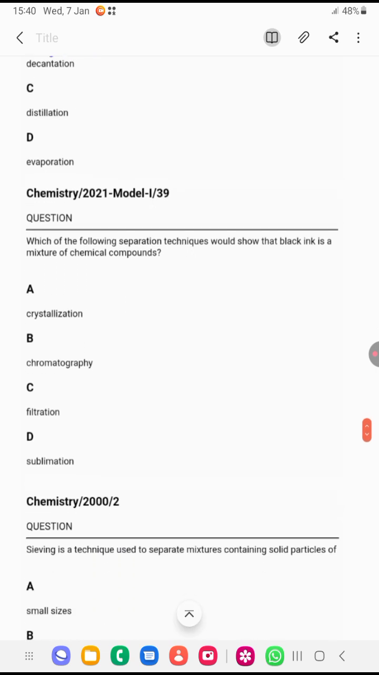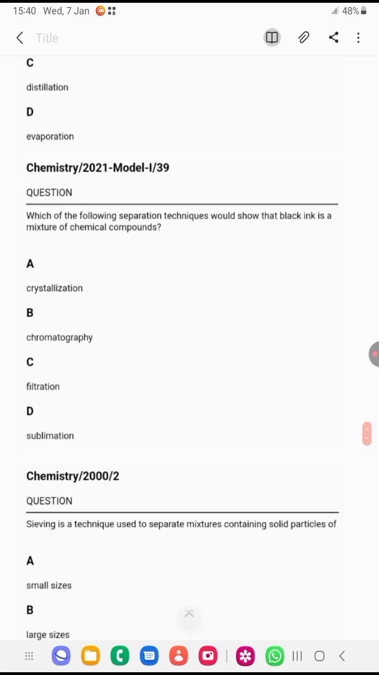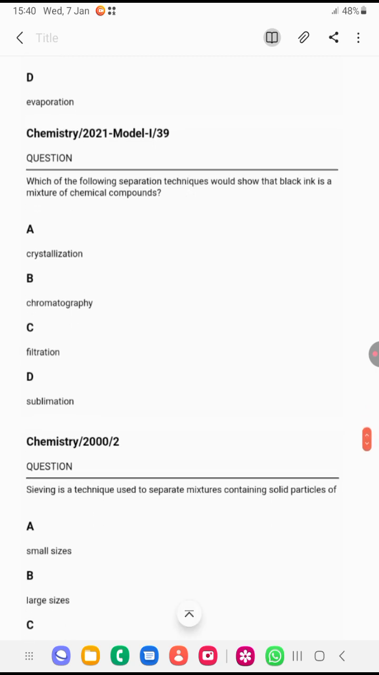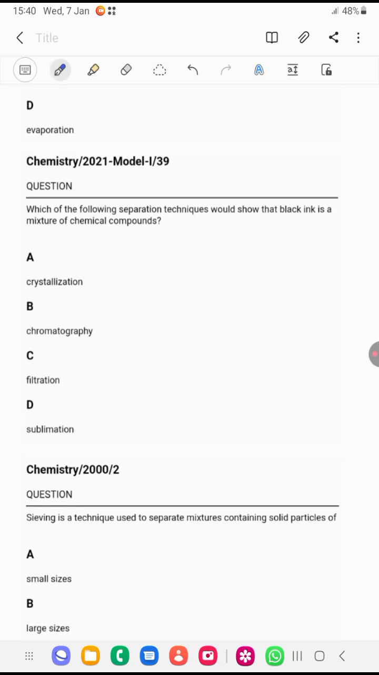Now let's look at this question. Which of the following separation techniques will show that a black ink is a mixture of chemical compounds? A, crystallization. B, chromatography. The answer is chromatography. So chromatography will show that a black ink is a mixture of chemical compounds.